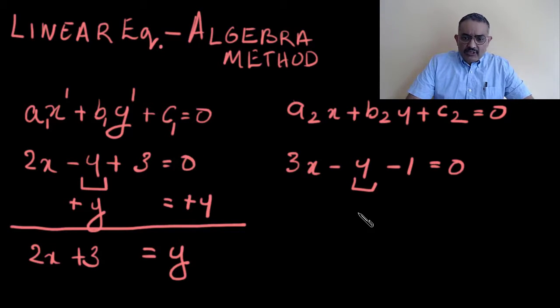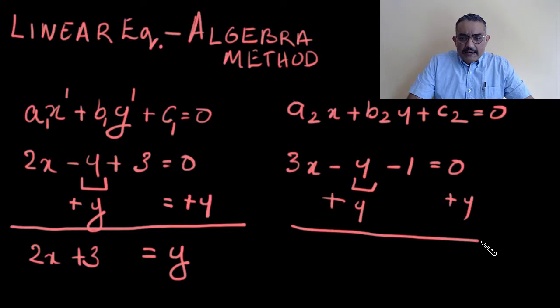Now let's do the same thing here. We can do it in our head. We will do plus y on both sides, and we are going to get 3x minus 1 equal to y.